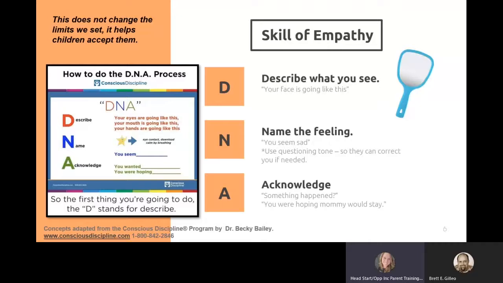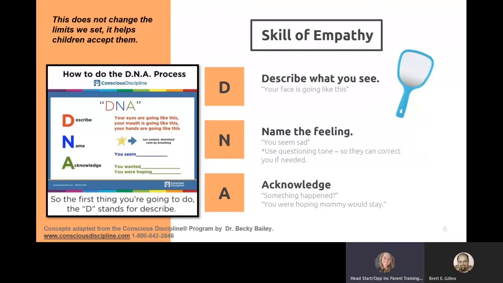Okay, so along with the skill of empathy and what Brett has been talking about, this is a formula that you can use with your children to help show empathy. And I think it helps to have some steps. This formula is not going to change the limits that we're setting with kids, but it's going to help them accept those limits that we have.